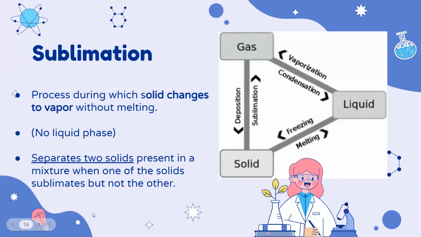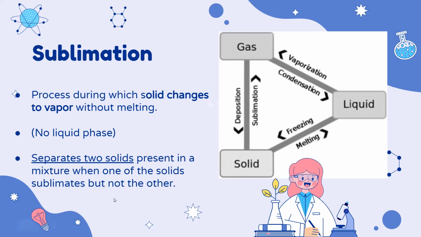Next, we have sublimation. Sublimation is basically the process in which a solid changes to vapor without melting, meaning no liquid phase, without going through that liquid state. That separates two solids present in a mixture when one of the solids sublimates, but the other does not.